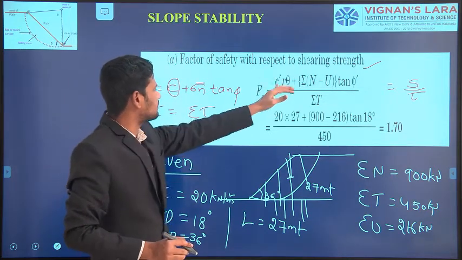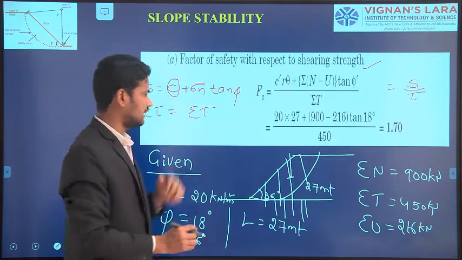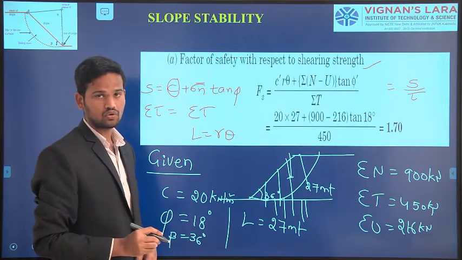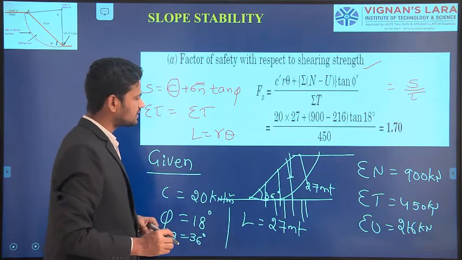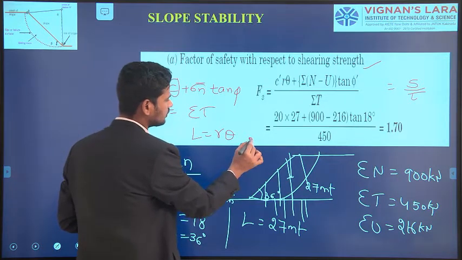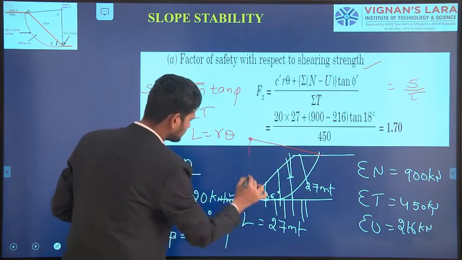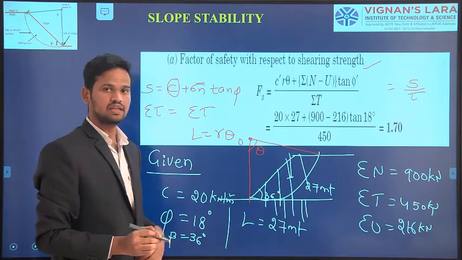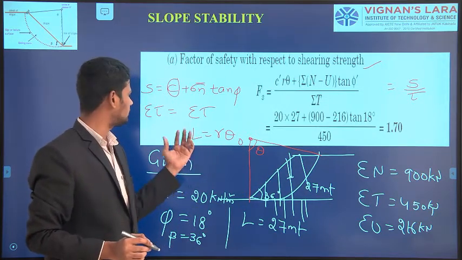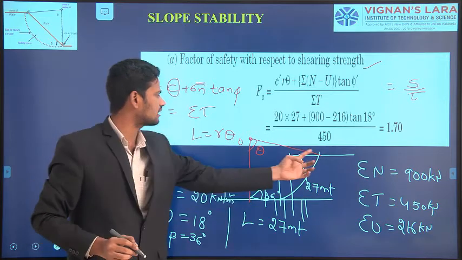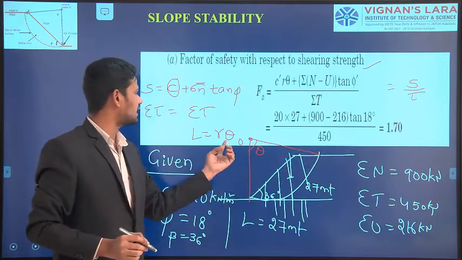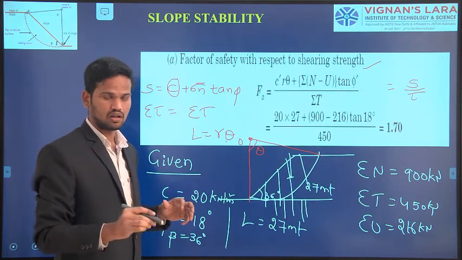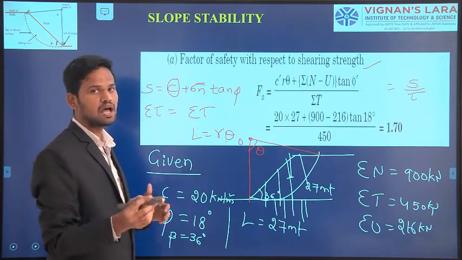Instead of capital C, we are representing C dash into r theta, where L equals r into theta. That means the length of the arc. Suppose you take this center of rotation; from the center of rotation we consider this radius of the arc, and it makes an angle theta. In some conditions, the problem gives the radius of this arc and the angle at the center of rotation, and asks you to find the length of the arc.